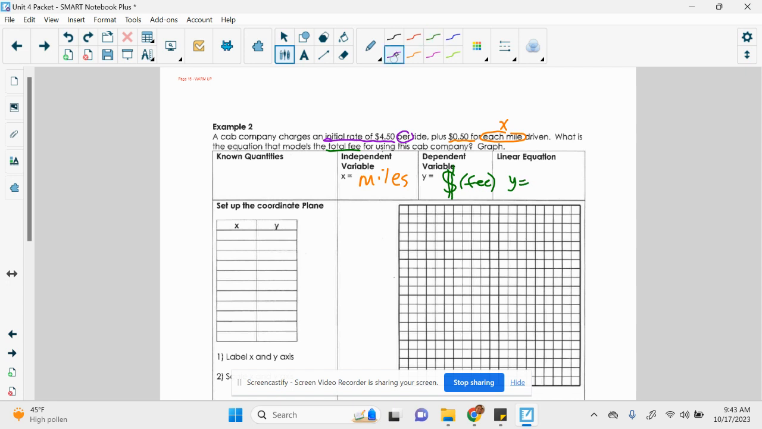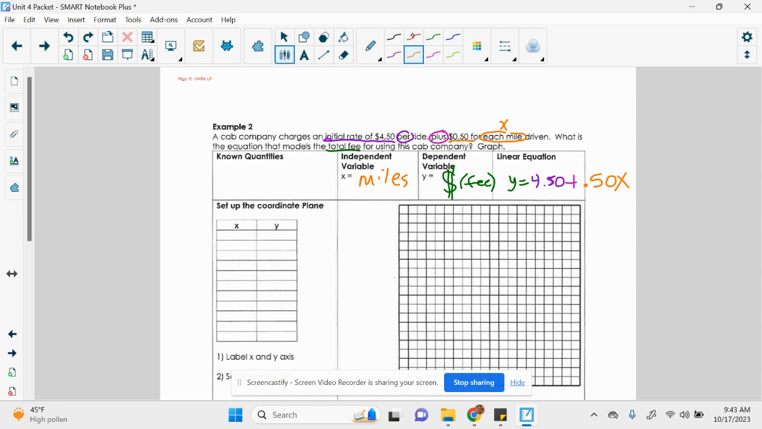So our money equals. Now, what are we going to pay to ride in this cab? Well, we're going to pay $4.50 to get in the cab, plus, because it says plus, we're going to pay 50 cents, 0.50x. So we're paying 50 cents for every mile that we go in this cab.